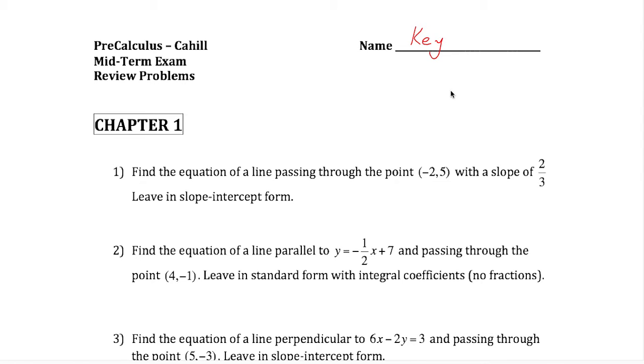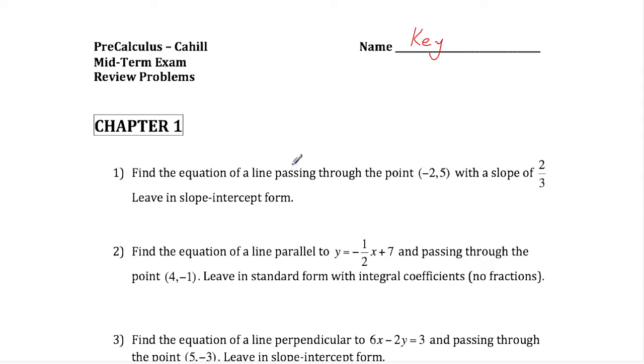Okay, so here we have chapter 1 of the midterm review packet. I'm going to go through these answers for everybody.